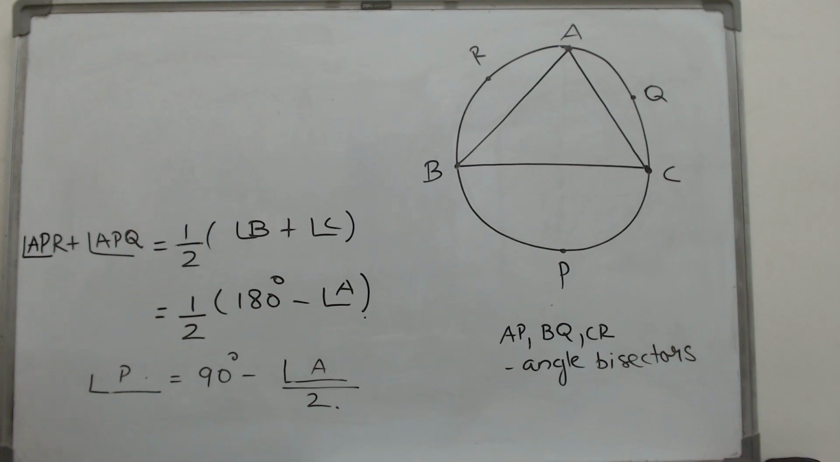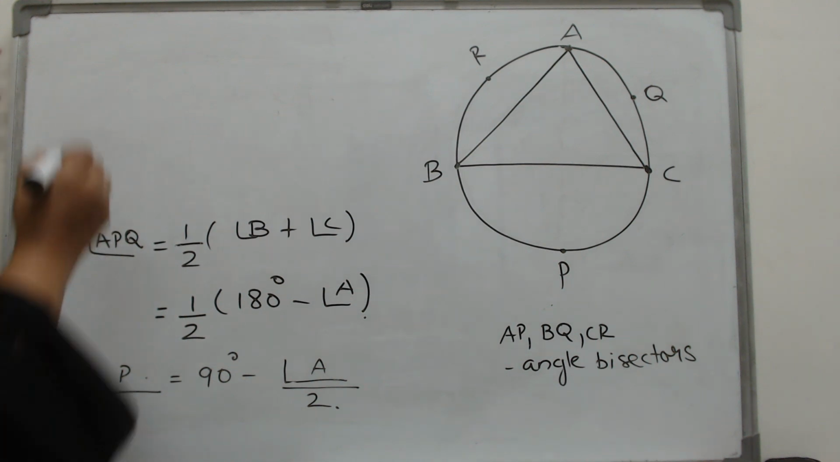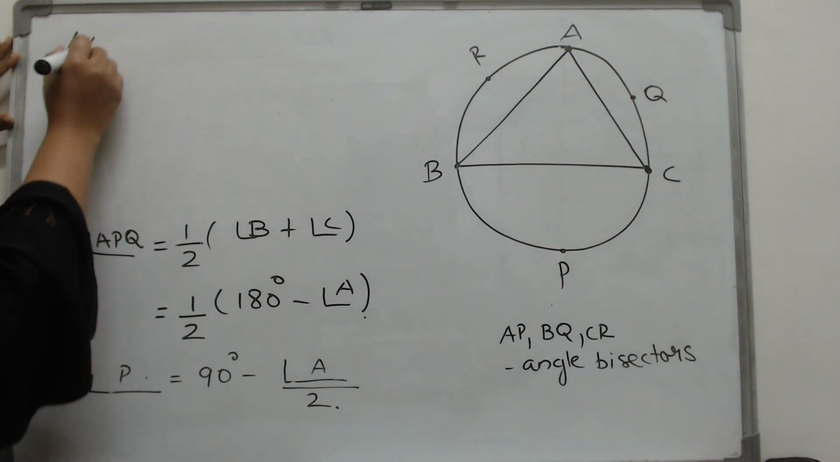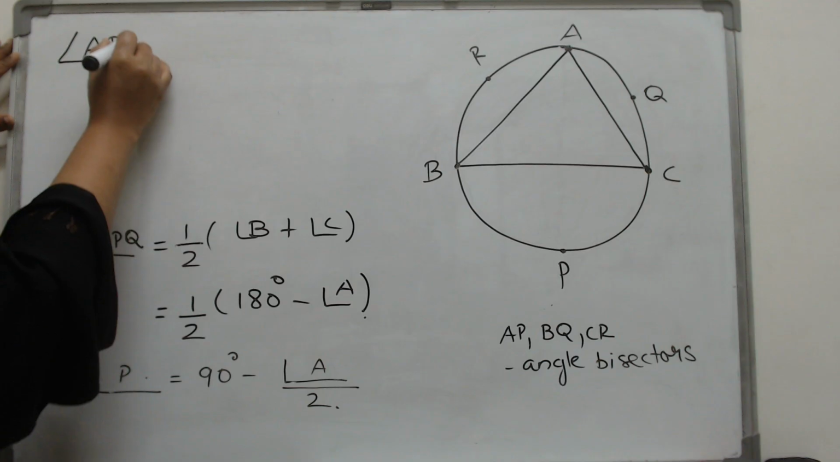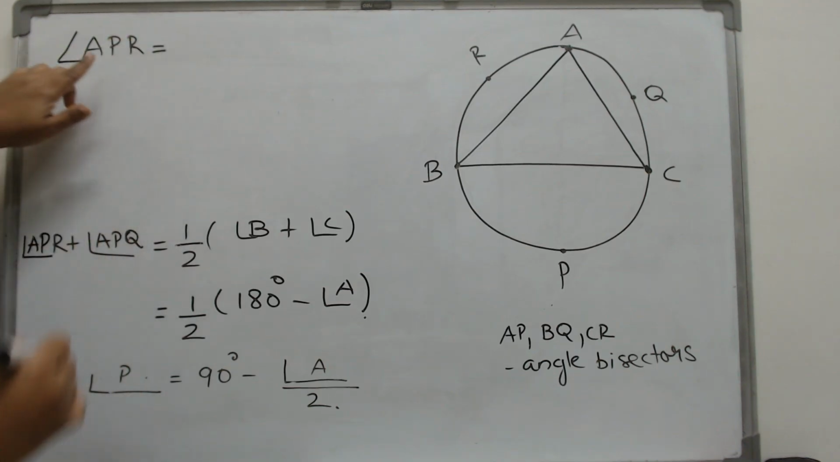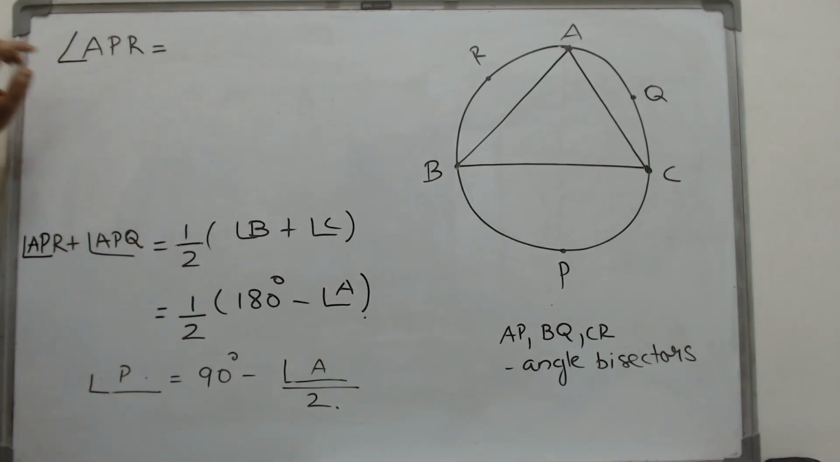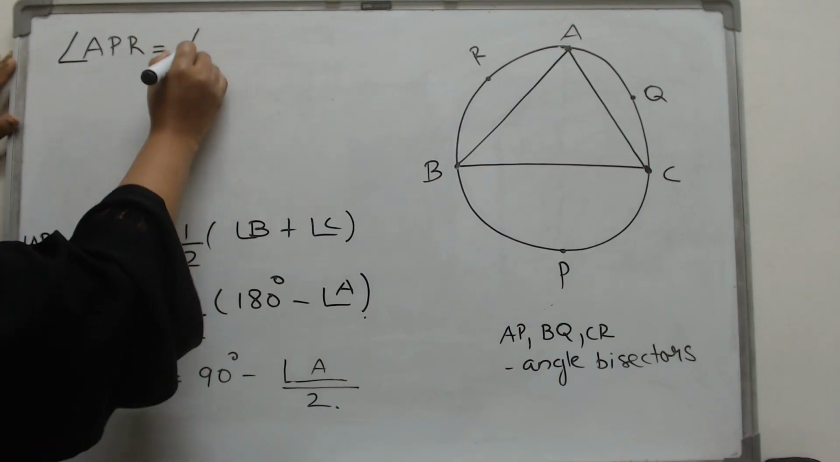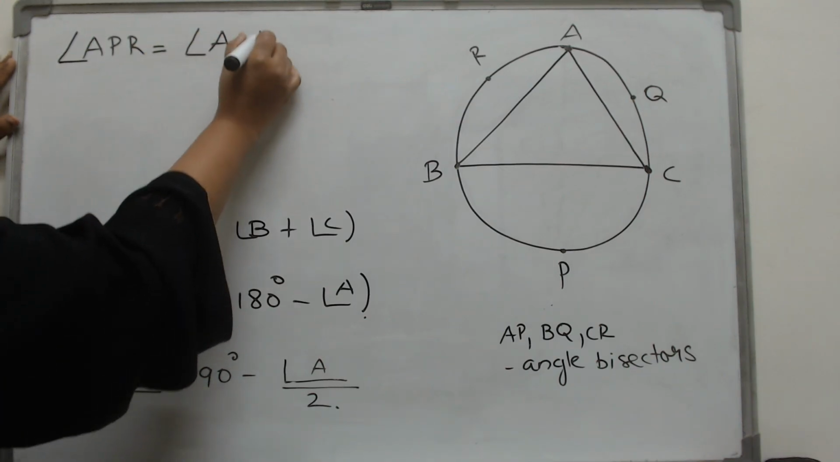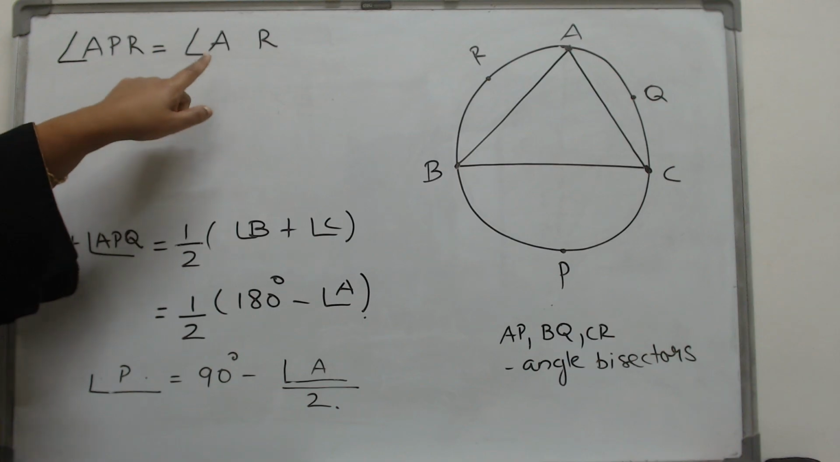How are we going to do that? We are going to use the fact that all the angles made by any arc on the same segment are equal to one another. Take the first angle from the LHS, which is APR. This is the angle subtended by the arc AR. Can you think of any other angle that AR subtends?